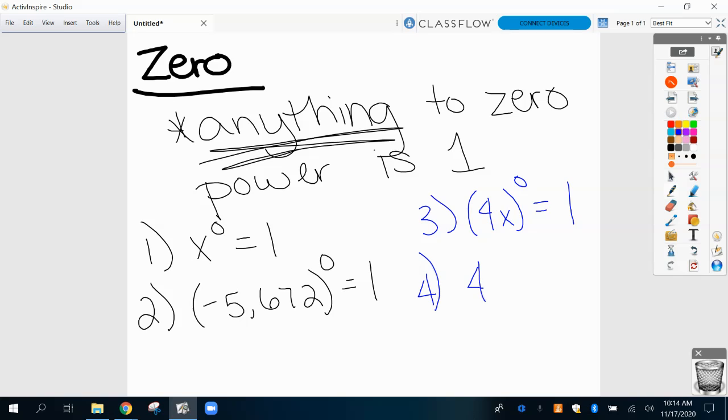But that's different than if I have something like 4x to the 0 power. I know I read it the same, so it's kind of hard to tell, but this one doesn't have parentheses. So when it doesn't have parentheses, what this is telling us is that the only thing that has the exponent of 0 is the x. The 4 is now a coefficient and not the base. And so x to the 0 power is 1, but that 4 is still there. So this really says 4 times 1, which equals 4.